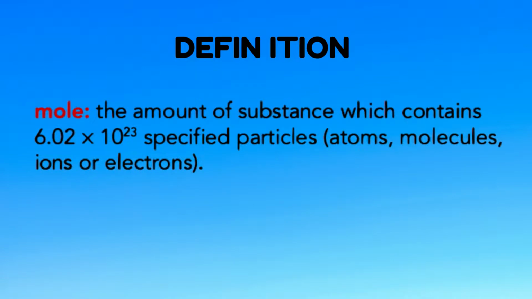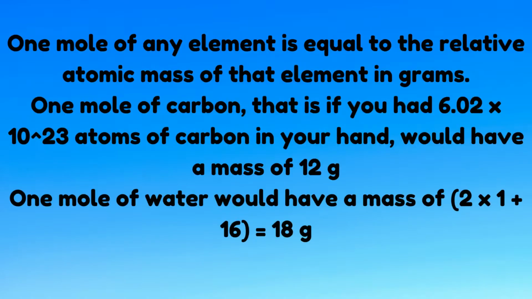How do you define a mole? It is the amount of substance which contains Avogadro number of specified particles, and the particles can be atoms, molecules, ions, or electrons. 1 mole of any element is equal to the relative atomic mass of that element in grams. 1 mole of carbon, that is, if you had 6.02 times 10 to the power 23 atoms of carbon in your hand, would have a mass of 12 gram. 1 mole of water would have a mass of 18 gram.